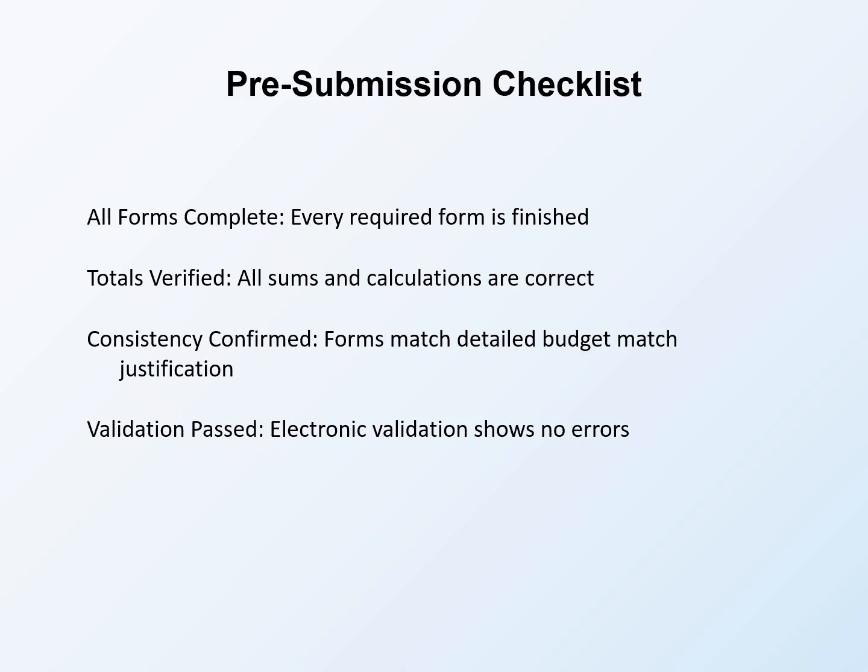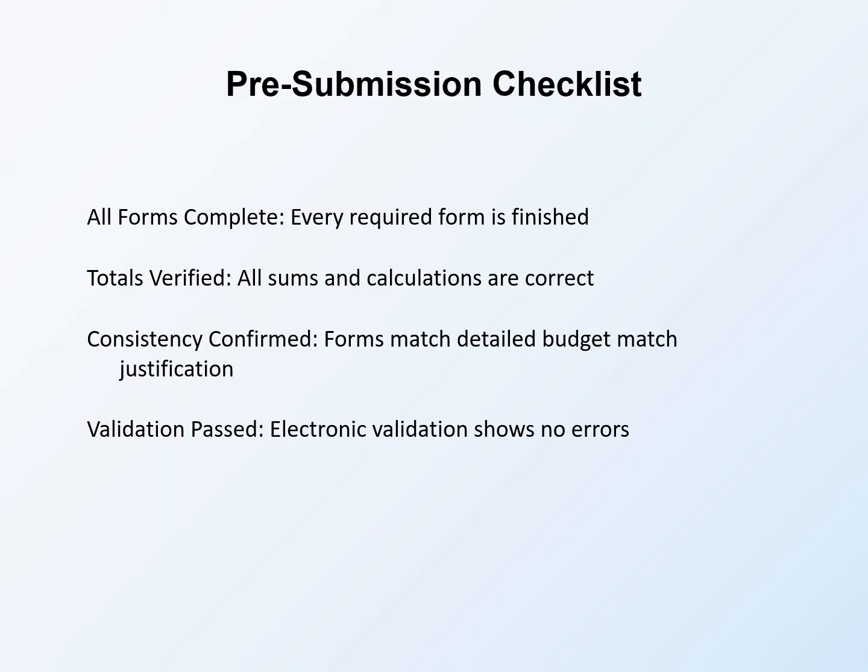Totals verified confirms all sums and calculations are correct. Check category subtotals, verify fringe calculations, confirm indirect cost amounts, ensure totals across years equal cumulative amounts. Every number should be verifiably accurate. Consistency confirmed ensures forms match detailed budget match justification. The story told in each document should be the same story. Personnel costs should be identical across all presentations. No document should contain information contradicted by another document.